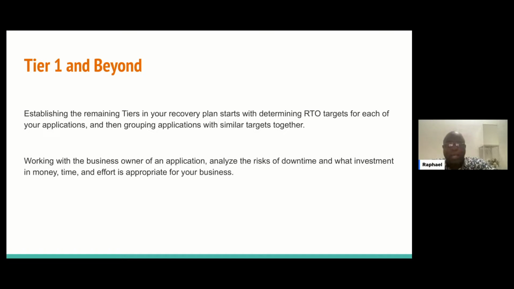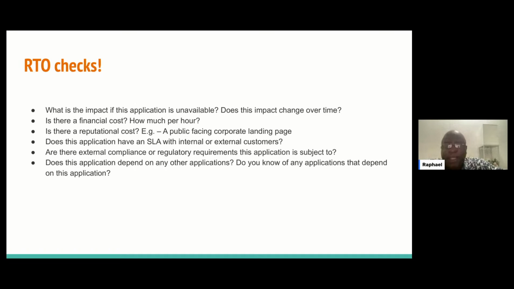You need to speak with your stakeholders and analyze the risk of a downtime. Like I told you earlier, even if there is a downtime, you can't just rush. Rushing to recover might have some consequences because there's always a trade-off. So there are certain questions you need to ask. Some of them will be: what is the impact if this application is unavailable? You need to really know the impact if your application goes off for 10 minutes. Let's imagine, like I was telling you earlier, MTN.